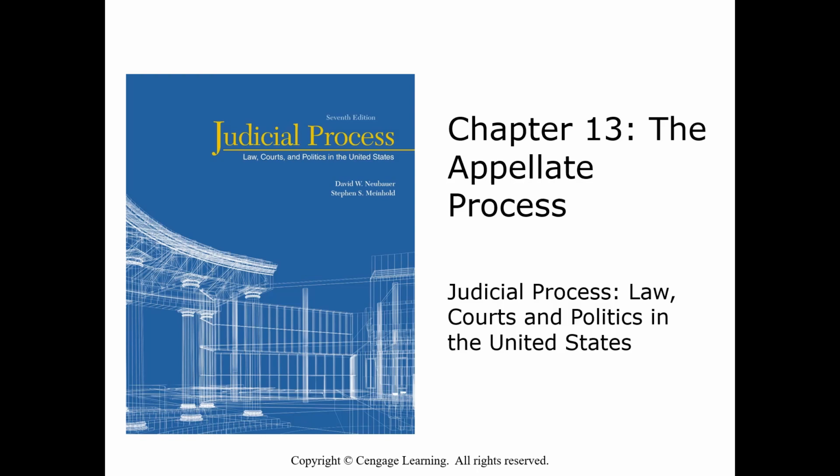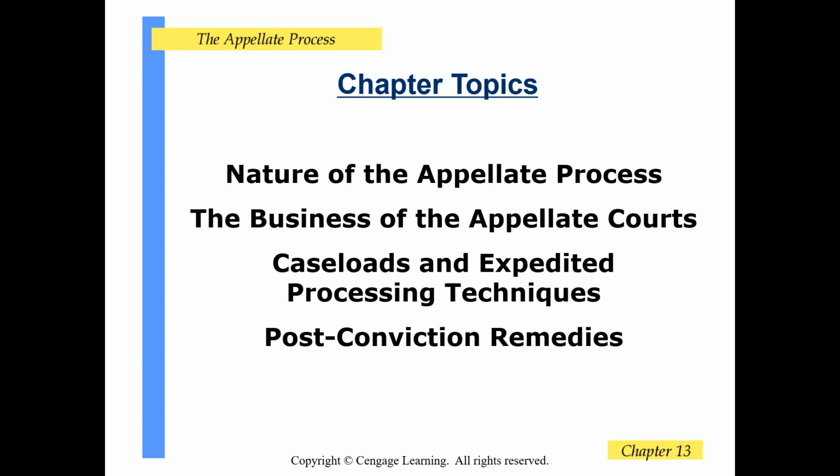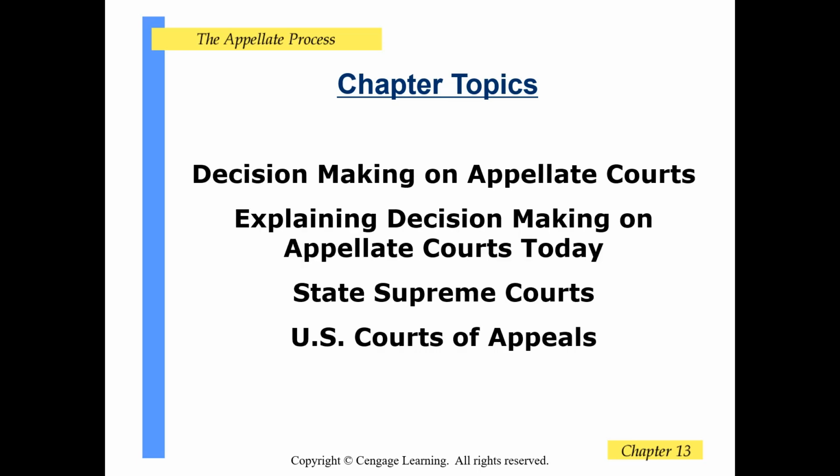Welcome back to Chapter 13, the Appellate Process and Judicial Process. In this chapter, we'll discuss the nature of the appellate process, the business of appellate courts, caseloads and expedited processing techniques, and post-conviction remedies. In addition, we'll explain decision-making on appellate courts today. We'll discuss state Supreme Courts and the United States Courts of Appeals.